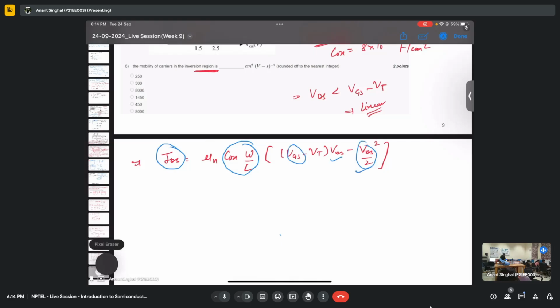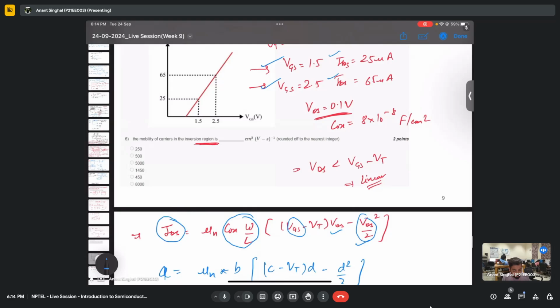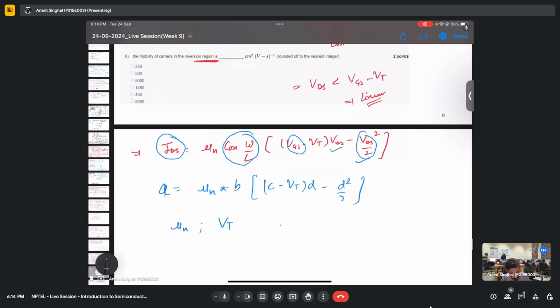Let's say this is 1, just assuming. So it will be mu n, let's say this is A, this is B, and again this is some constant C, minus VT, which is not given, I understand, minus VDS square by 2. So we have one more case in which VGS and VDS are given and the corresponding ID is given. So we can have two equations with two variables, one is mu n and the other is VT. And from two equations of two variables, can we calculate both mu n and VT?